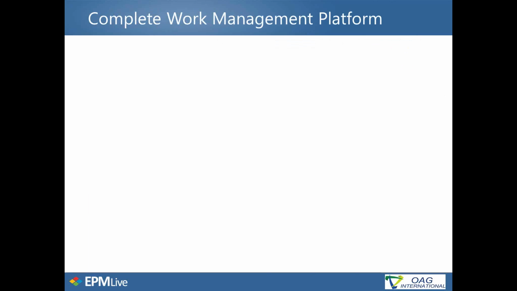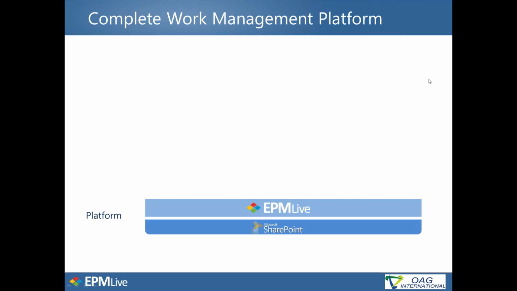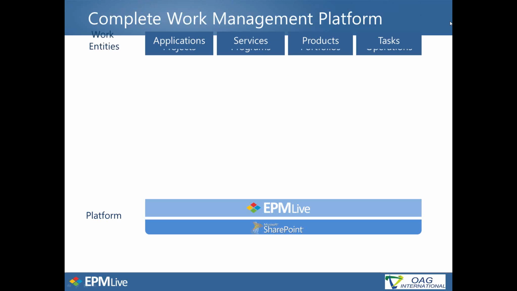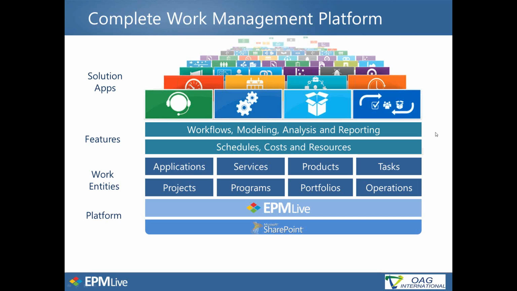EPM Live, based on the SharePoint platform, gives us a lot of different layers of solutions. So this is a very scalable solution. We start with the platform side, which is SharePoint and EPM Live, and then we add a lot of different elements. The next layer is the work entities. We add a lot of different entities and features. In this particular case, we are focusing on the cost side, but there are also schedule and resource sides that we can add on. On top of that, we build a number of apps to support your particular requirements. The solution apps are on top, so you can pick and choose the app that is suitable for you.